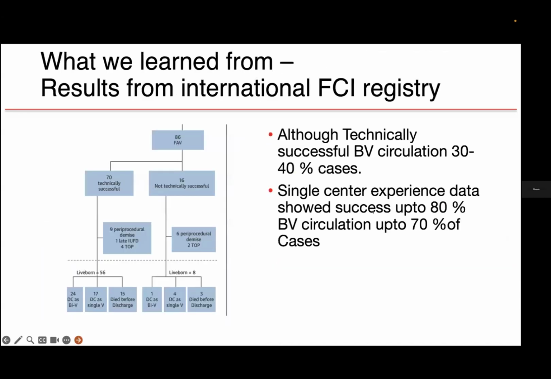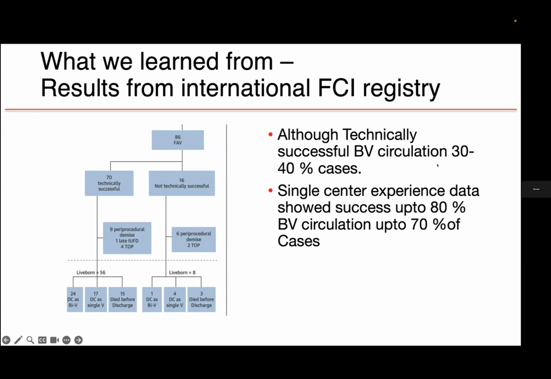So these are probably the worst aortic stenosis candidates, and they may not do well even after the procedure. So what do we learn from the results of the international FCI registry? Is it always success that we can anticipate? And does technical success transfer to biventricular circulation? Our aim is to achieve a biventricular circulation.